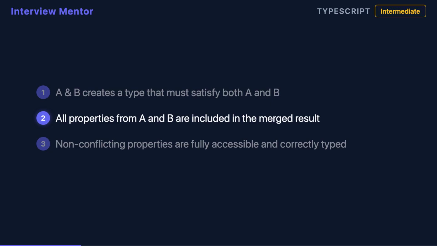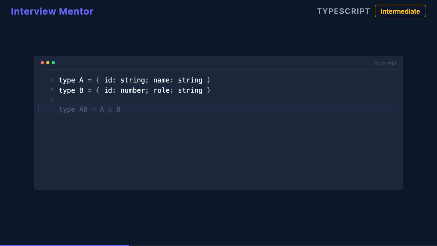That means you get every property from type A and every property from type B. When properties don't conflict, this works perfectly. All of them are accessible and typed correctly on the merge type. Here's where it gets interesting.